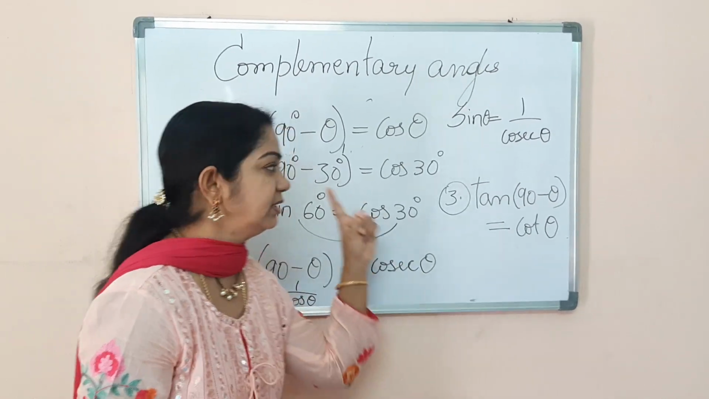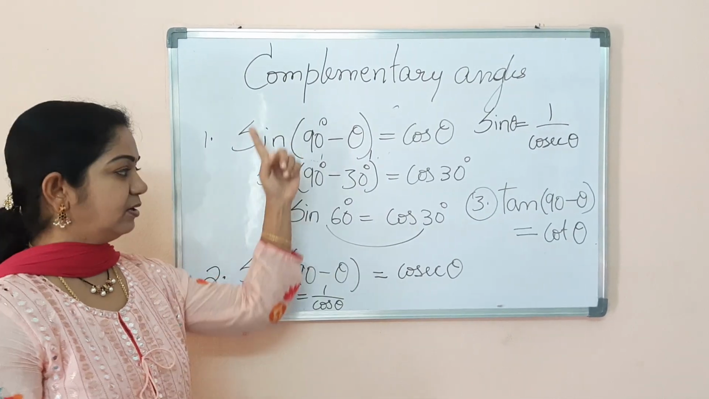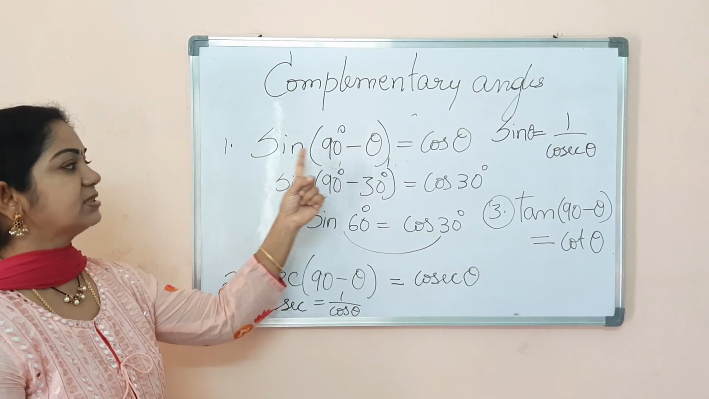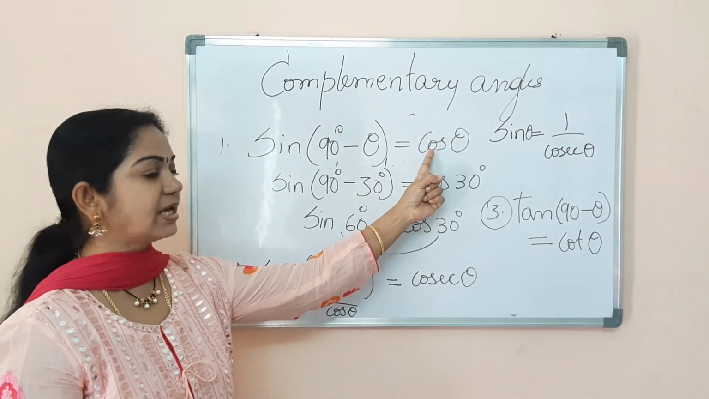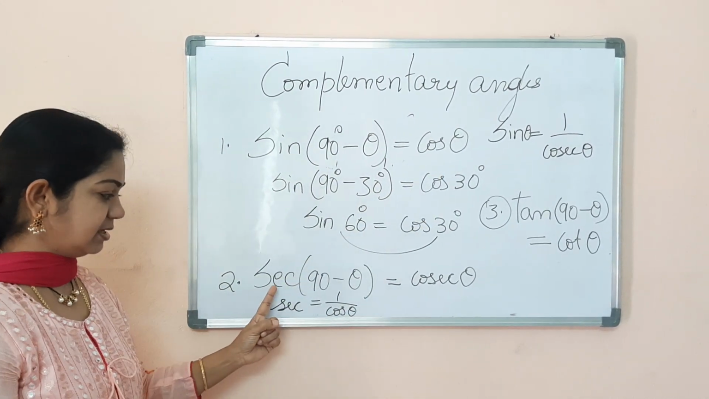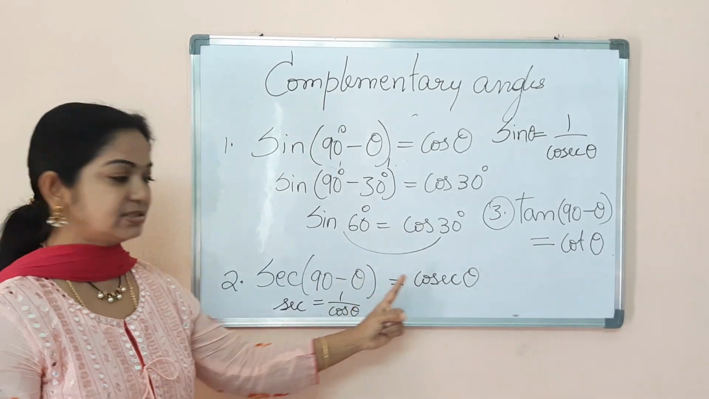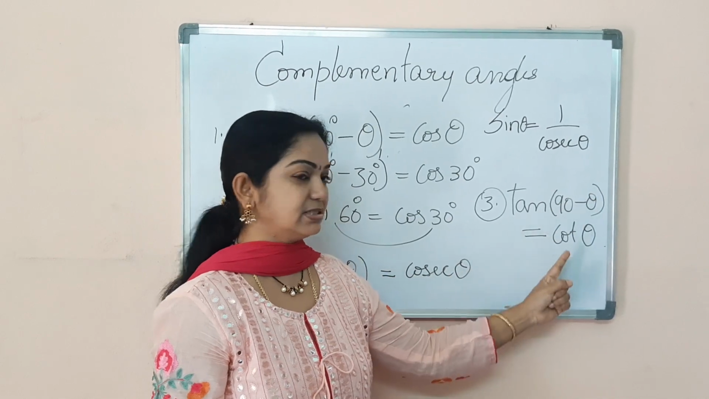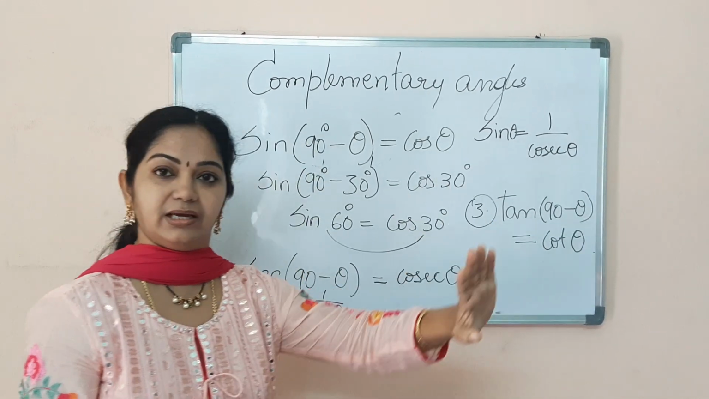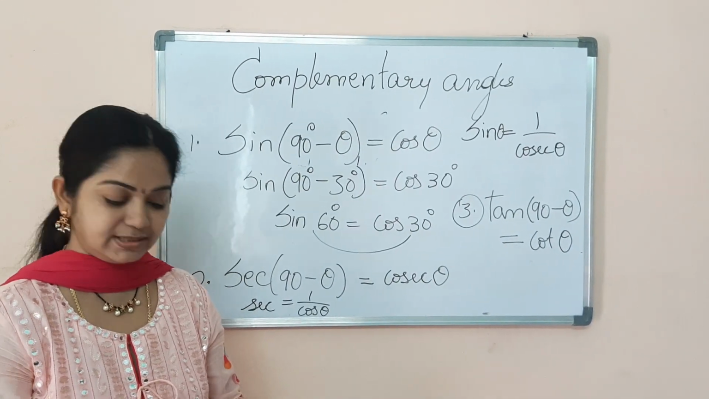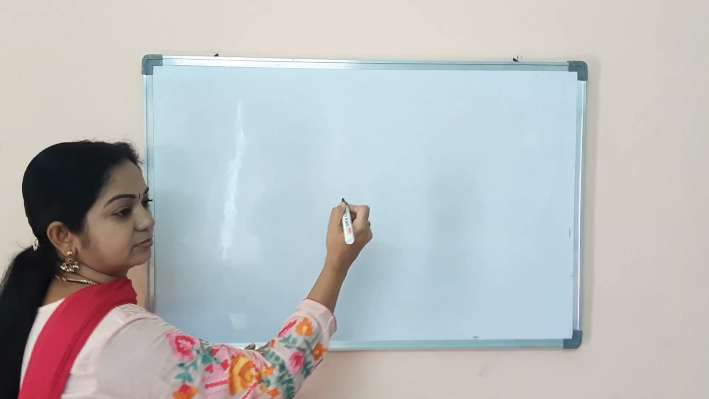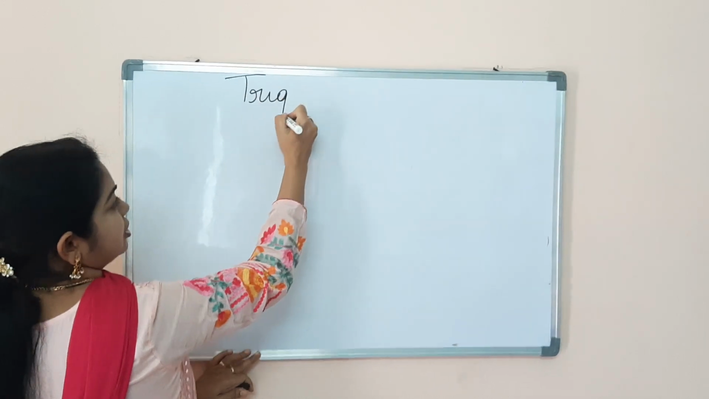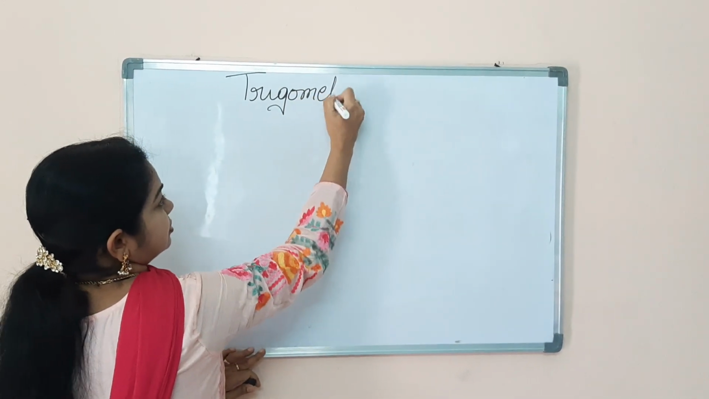So this is all about the complementary angles, and I have written the three vice versa. The other three: cos 90 minus theta is equal to sin theta. Likewise, cosecant 90 minus theta is equal to secant theta, and cot 90 minus theta is tan theta. Vice versa, we get the other three complementary angles. Okay. Now we'll know about the trigonometric values.